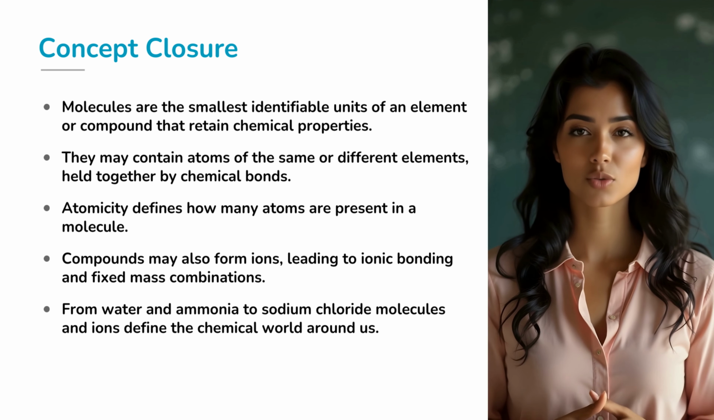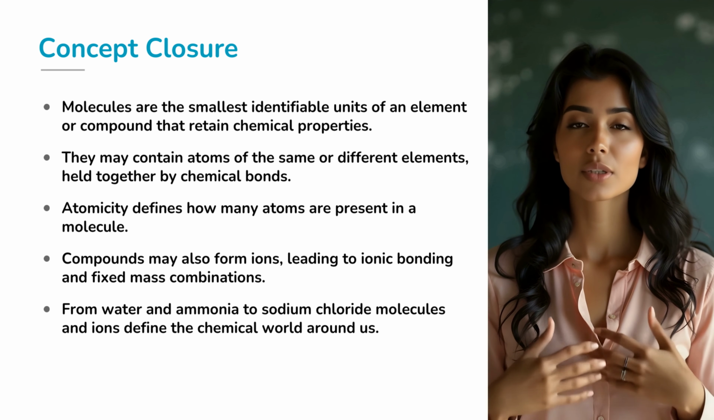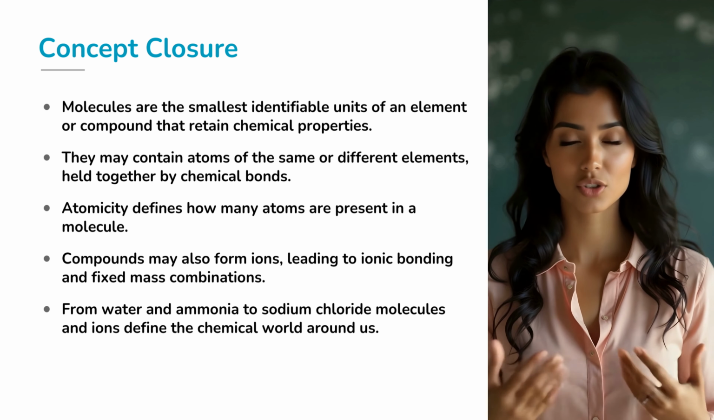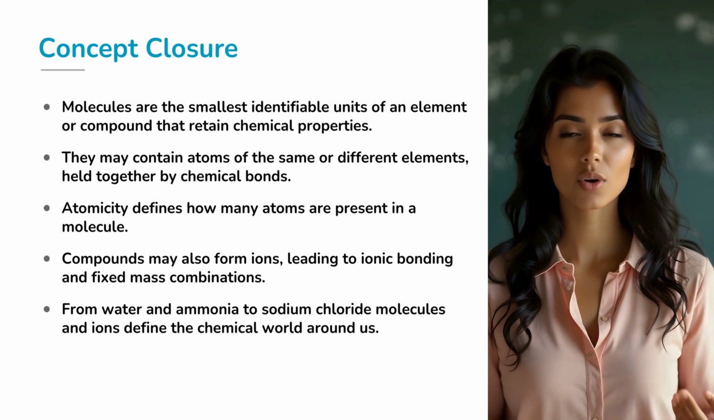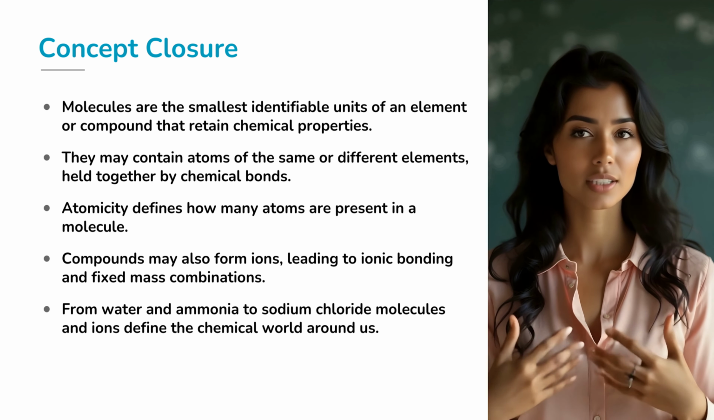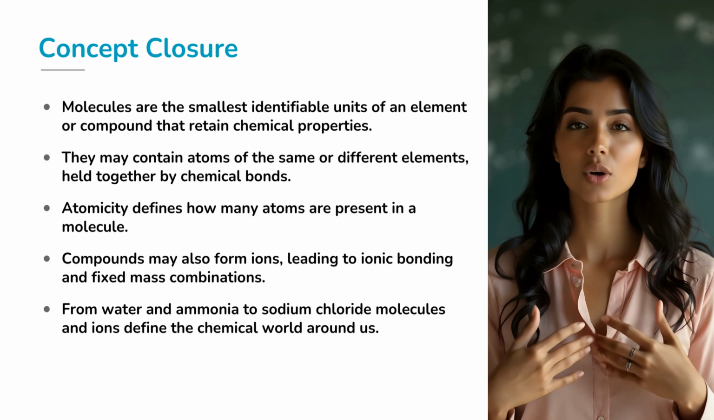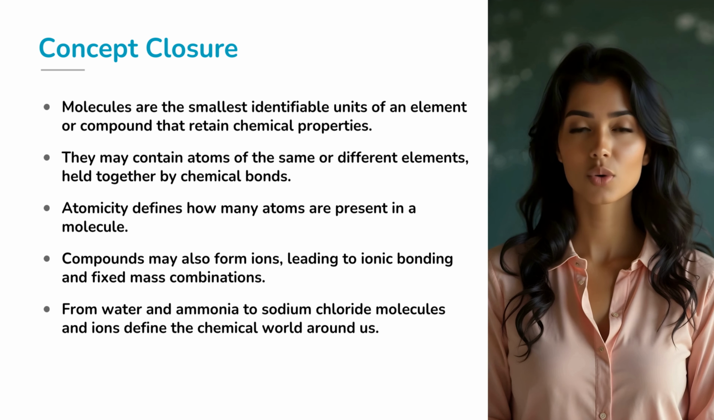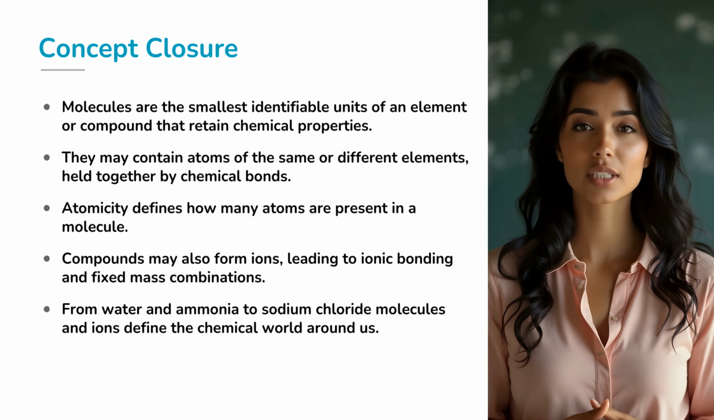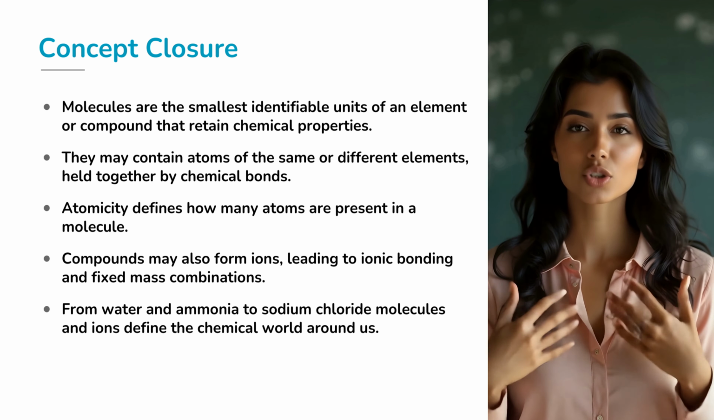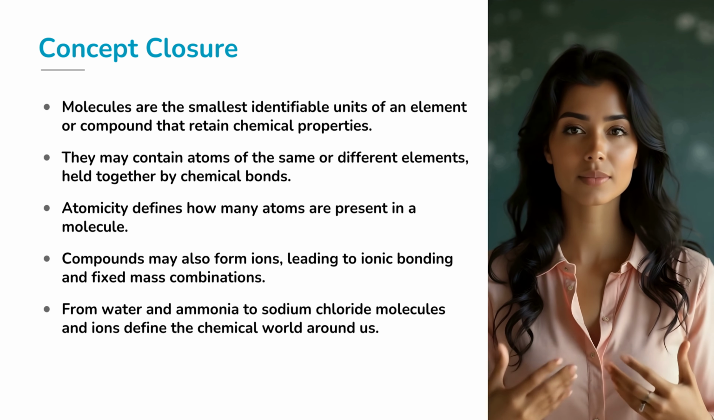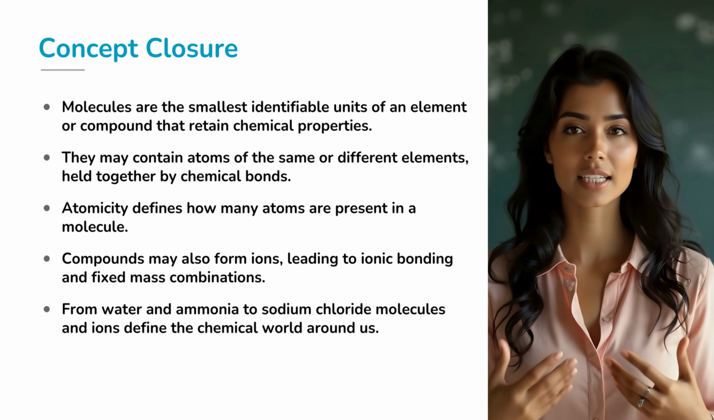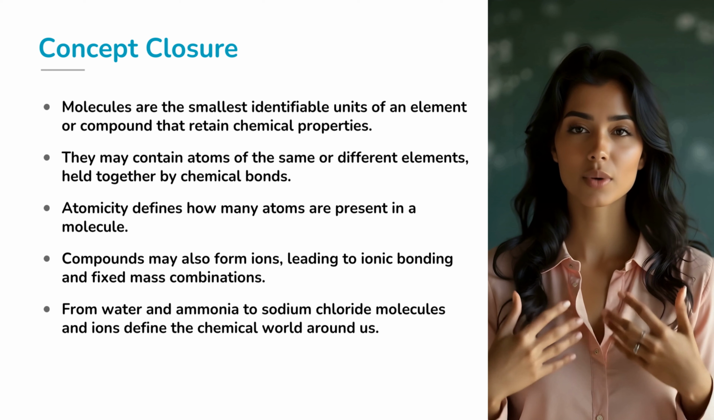Let's quickly revise what we've learned about molecules and ions. Molecules are made of two or more atoms chemically bonded together, and they can be made of the same or different elements. We saw that molecules of elements like oxygen exist as O2, while compounds like water exist as H₂O. We also explored the concept of atomicity, mass ratios, and chemical formulas. Then we entered the world of ions, charged particles like Na+ and Cl-, and saw how they form ionic compounds like salt.